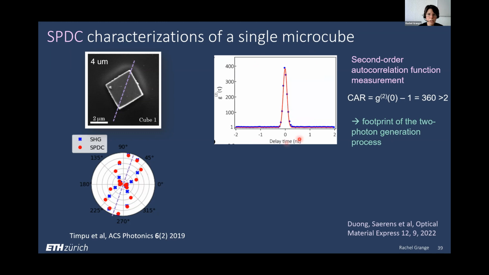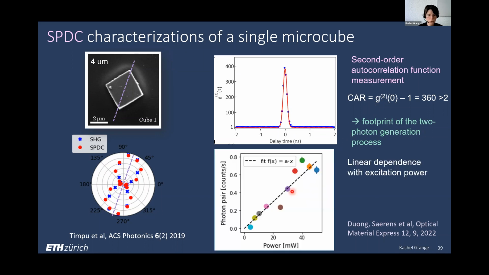And this is our G2 measurement. So this second order autocorrelation function at a zero time delay, where we expect a high signal to noise ratio, is really the footprint of a two-photon generation process. Right now, we just have the Hanbury Brown and Twiss experiment. We don't have the Hong-Ou-Mandel experiment on those cubes, but this is the goal to do it.